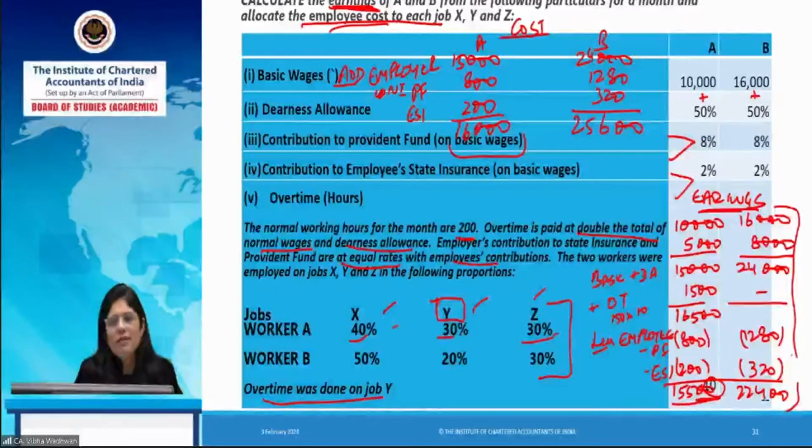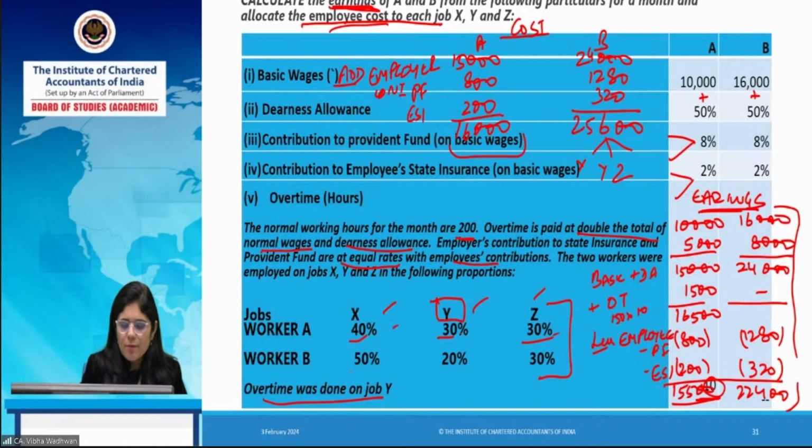This the employee will take along with him. But how much is the cost to the employer? 16,000 for A and for B is this. So now 16,000 will be shared between X, Y, and Z. Worker A has worked on 3 jobs and the cost to worker A is 16,000. So it will be distributed, plus we will be adding 1,500 overtime extra directly on Y. And again, 25,600 will be distributed to X, Y, and Z in the proportion 50, 20, and 30. So this is how it is done.